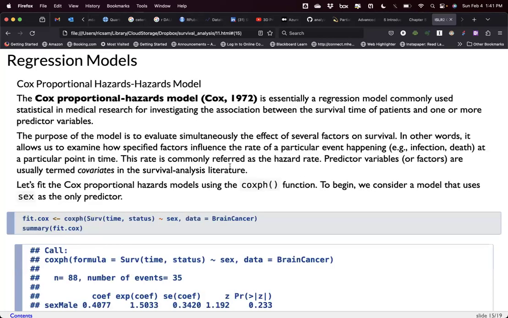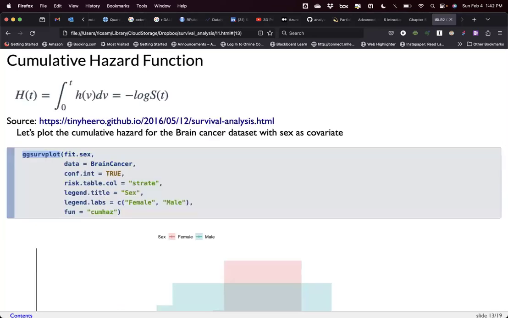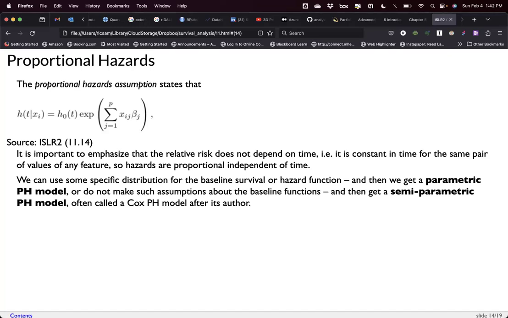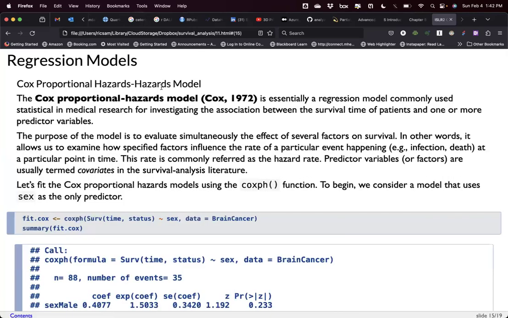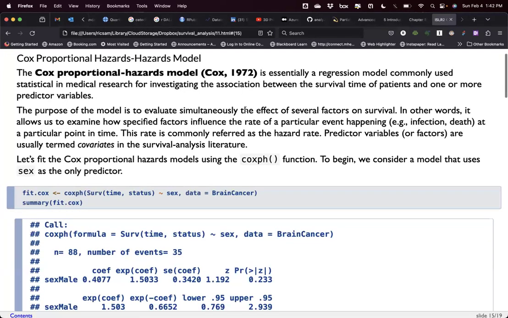Now, because we already discussed the hazard function and the proportional hazards, which is the assumption on which the Cox proportional hazards model is based. This model, developed by Cox in 1972, is essentially a regression model that is commonly used in medical research for investigating the association between survival time of patients and one or more predictor variables. So the purpose of this model is to evaluate the simultaneous effect of several factors on survival.